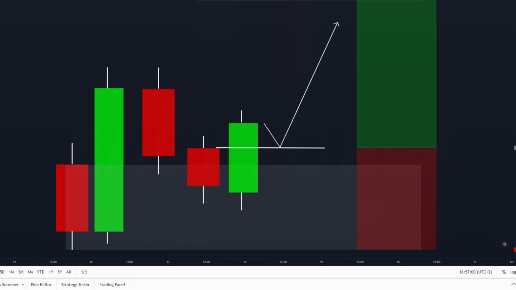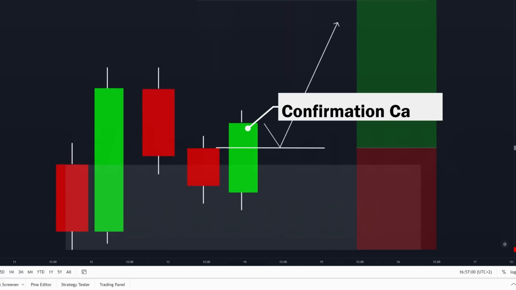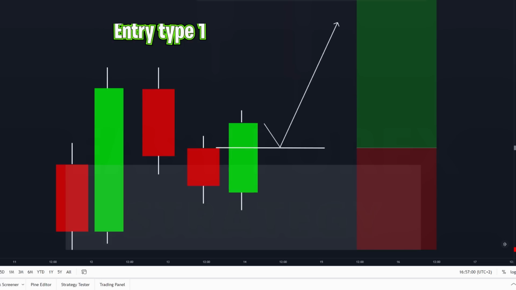Now that we're done with how to draw the demand zone and already know how to confirm your entry, now I will teach you how to minimize risk in 3 ways.